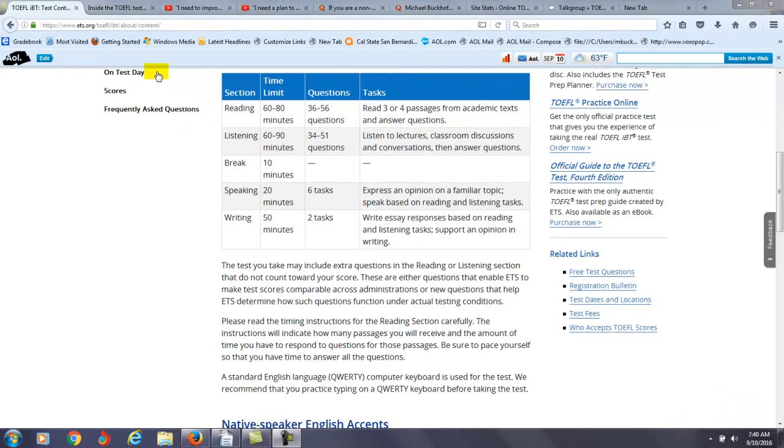So if you take a look at ets.org, it's also important as you get used to getting the main points of the reading and the listening passages, you want to make sure you understand what it is you're trying to do here. So the reading section is 60 to 80 minutes. You'll have 36 to 56 questions. You'll read 3 or 4 passages from academic text. This is key. We'll talk about this more in a minute.